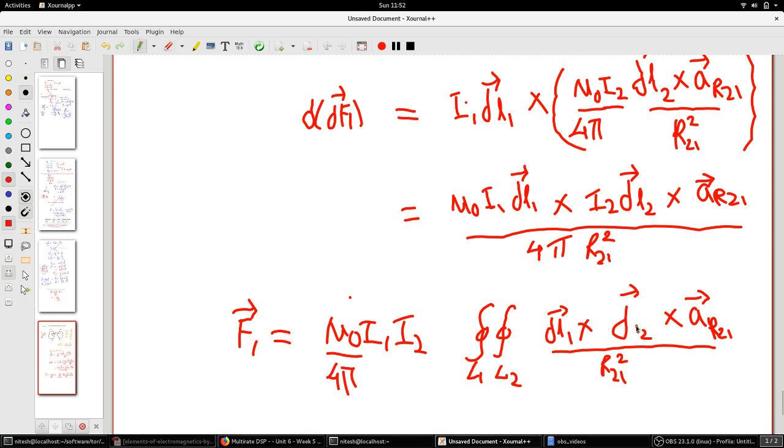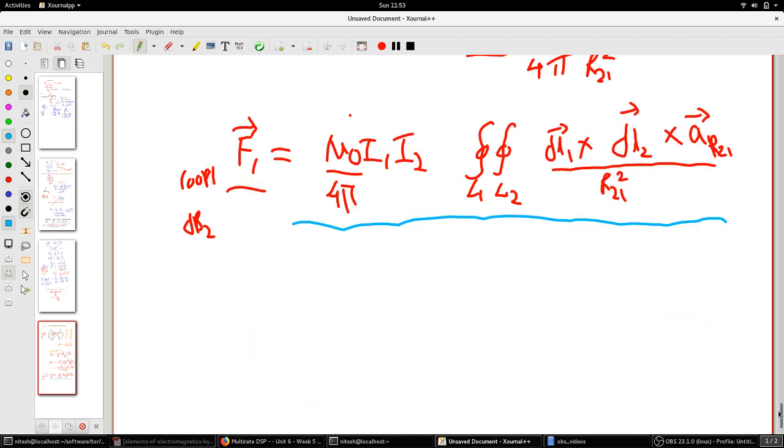So do dL2. Okay, so this is the equation for the force on loop 1 due to the current element, due to the magnetic field produced by loop 2. Just one thing to notice: the magnetic field produced by loop 1 never exerts a force on the same current element. It has to be the magnetic field produced by some other source. Only then there is a force exerted. Clear? It does not exert a force on itself.